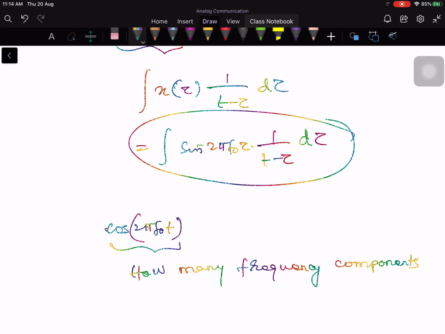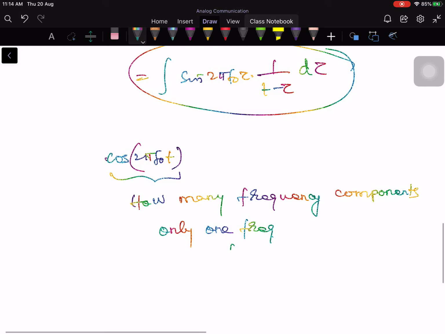Only one frequency component. And what is that component? F naught. It doesn't have any other frequency other than f naught. So only one frequency, single frequency component. This is called a single tone signal.